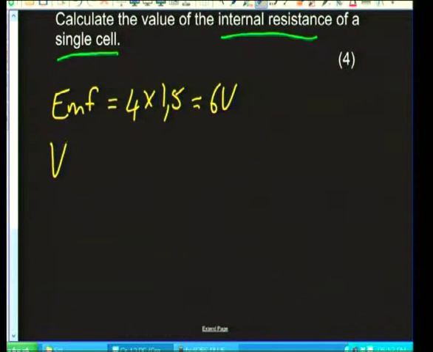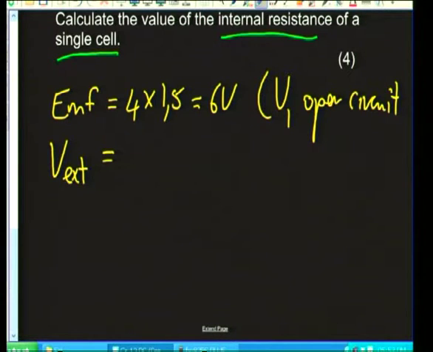Notice as well that we already know the potential difference across the battery when the switch is closed. This would be the reading on V1 on open circuit. If the switch was open, that's what V1 would read. It would read the EMF. When the switch is closed, it's reading 5,5 volts. So notice there's a change in the potential difference. That change is sometimes known as lost volts.